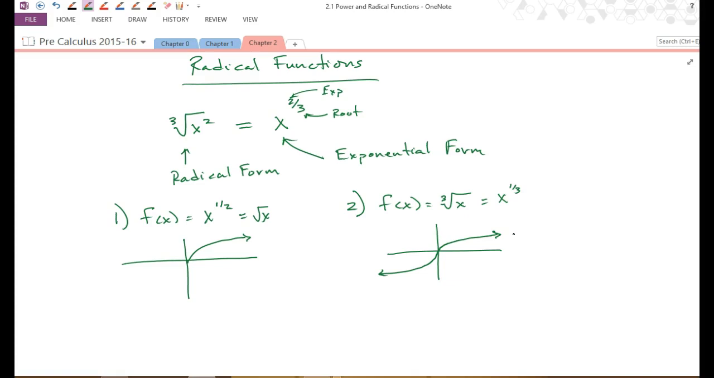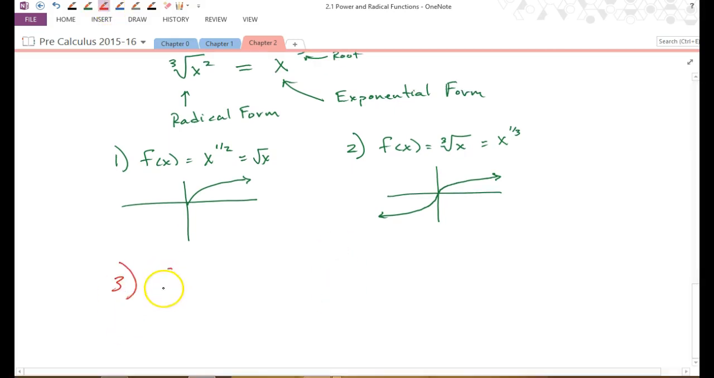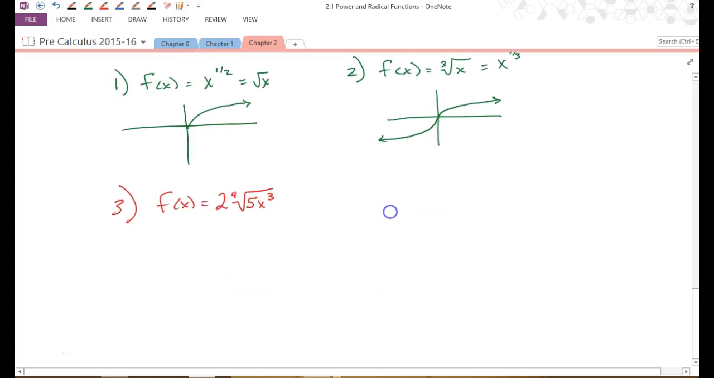Okay, so they're going to ask you questions about that. Let's do an example of what you would see. I think this is example 3, right? They're going to ask you to come up with those same things: find the domain, the range, the intercepts, all those same questions, but this time with radicals. If they start with a nasty radical like that, the first thing I want to do is rewrite it. So what would the exponential form of this be?